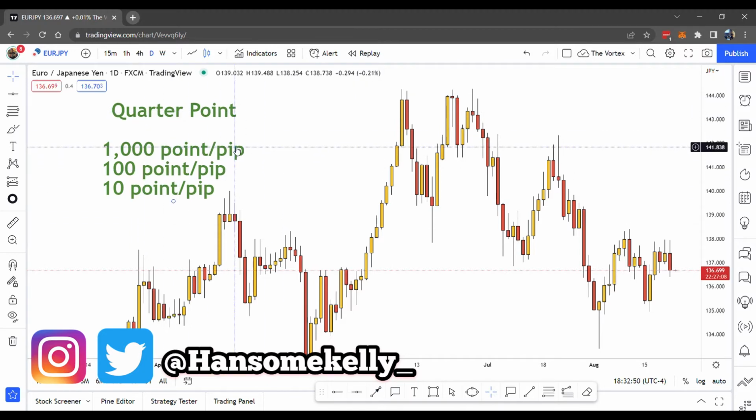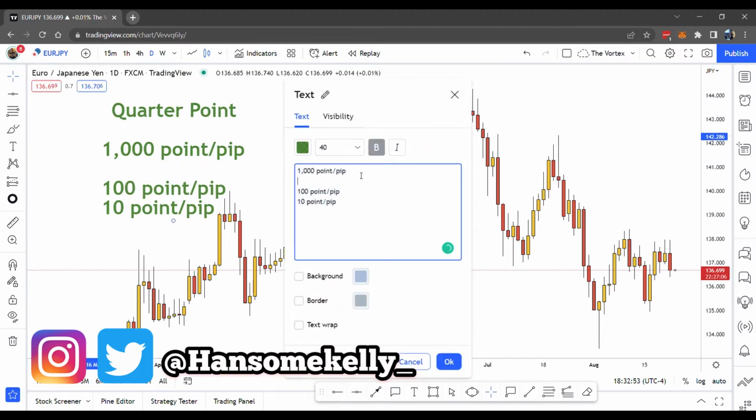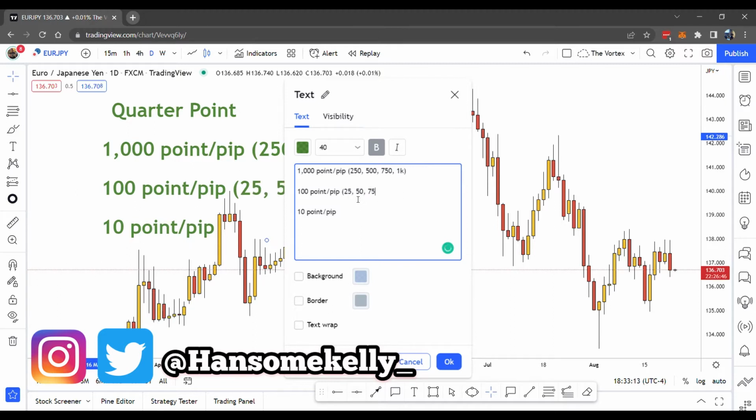So let's say if we're doing, I should have drawn this up beforehand. All right, if it's out of the 1,000 pip range, quarter point would be 250, 500, 750, and then 1,000 pips. If it's out of 100, it will be 25, 50, 75, 100, and if it's out of 10 pips, it will be 2.5, 5 pips, 7.5 pips, and 10 pips.